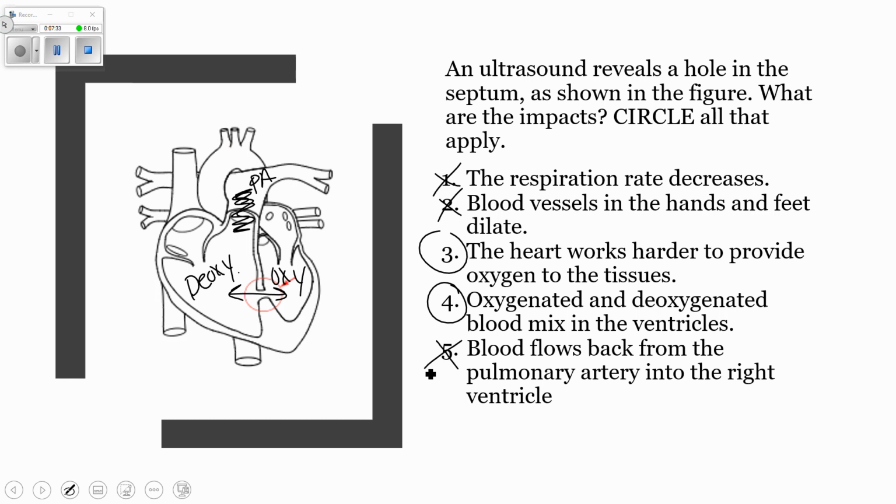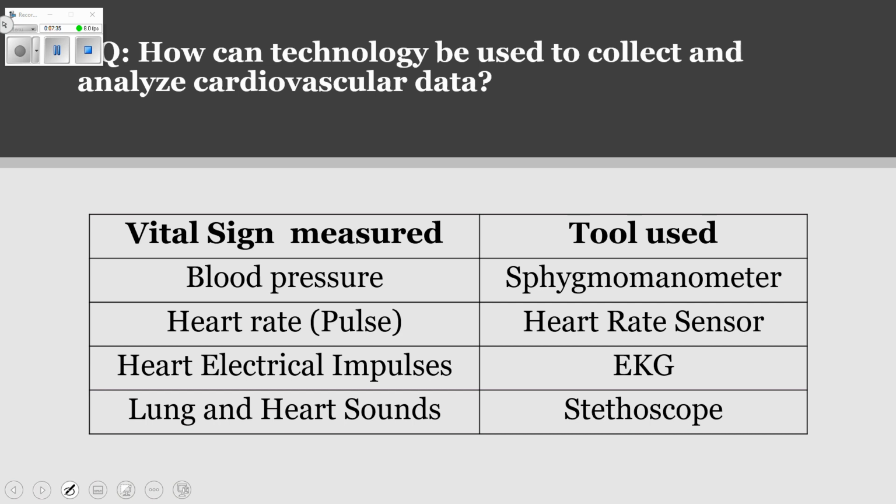What are some technologies that we are going to be able to use? We used all of these in class. Note what you're going to use for blood pressure, the heart rate. We use those heart rate sensors, the heart electrical impulses. We use the EKG, lung and heart sounds. We use the stethoscope.